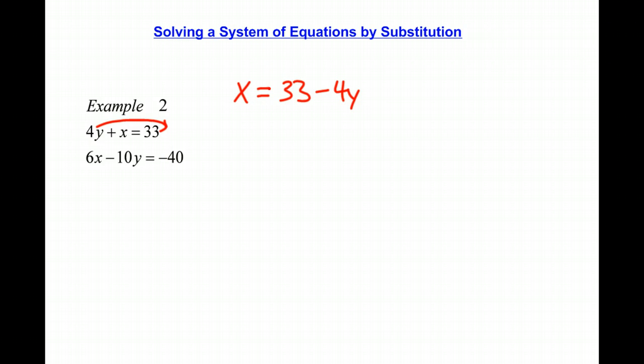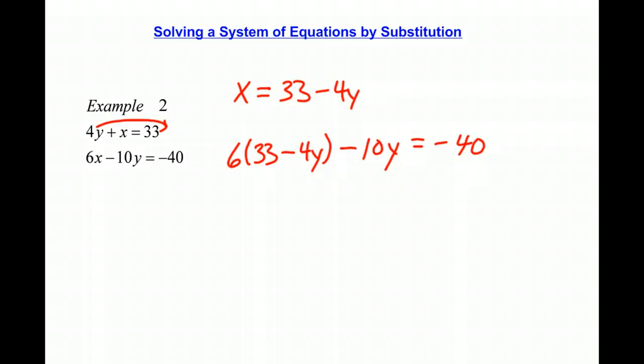Now we're going to substitute that in the second equation. Since the second equation starts out with a 6x, I'm not going to write the x part. I'm going to put in place of the x what I know x is equivalent to, the quantity that I have right up above, minus 10y equals -40. So as you can see, we have an equation now with only one type of variable, and we're going to solve for y.